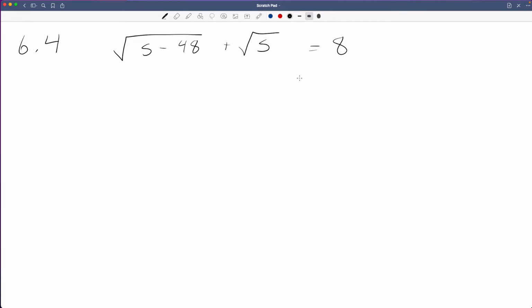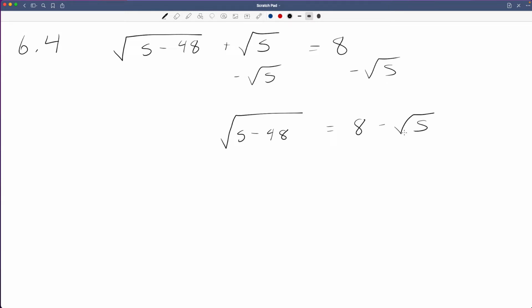So, Ms. Tracy, how do we get rid of that? First, we have to isolate the square root of s minus 48. So we're going to subtract the square root of s from both sides. I know that doesn't look like the right thing to do, but it is. That's what we're going to do. So we have the square root of s minus 48 here equals 8 minus the square root of s here.